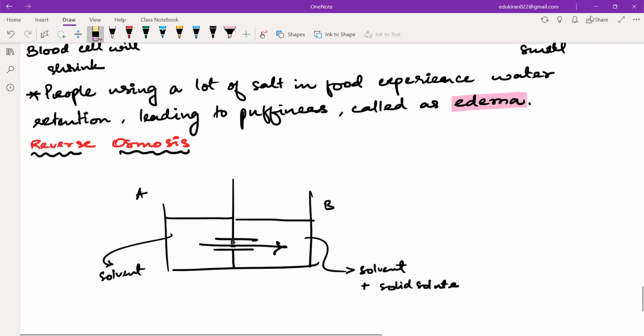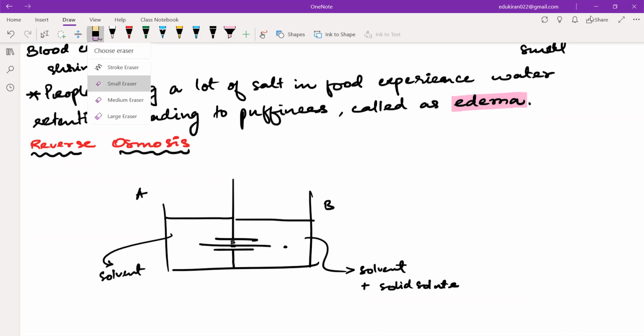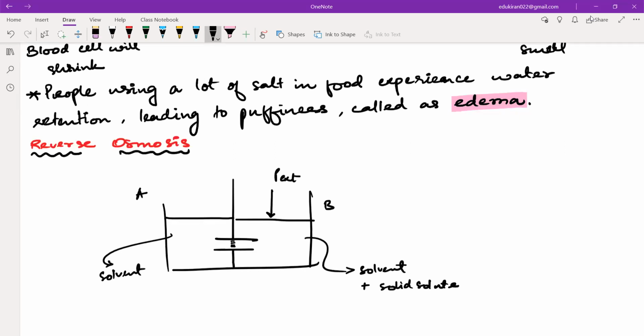But what if we apply an external pressure so high on B? I'm applying an external pressure, P external, that is higher than the vapor pressure of A. The total pressure that I have applied here is higher than that of A. Then what will happen? Solvent will flow from B to A. If I have water here, then only and only water is going to flow from B to A, and that is why here you will have some kind of outlet, from which you can get safe drinking water.